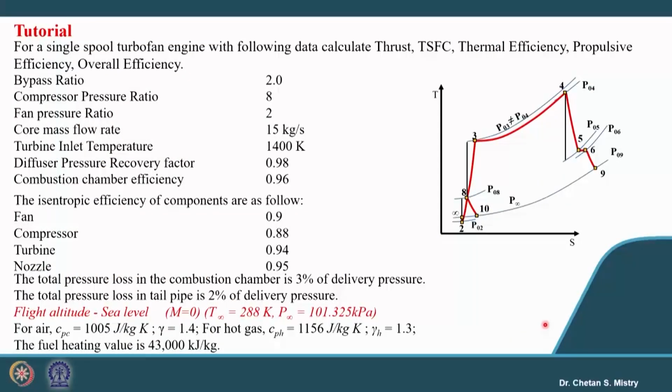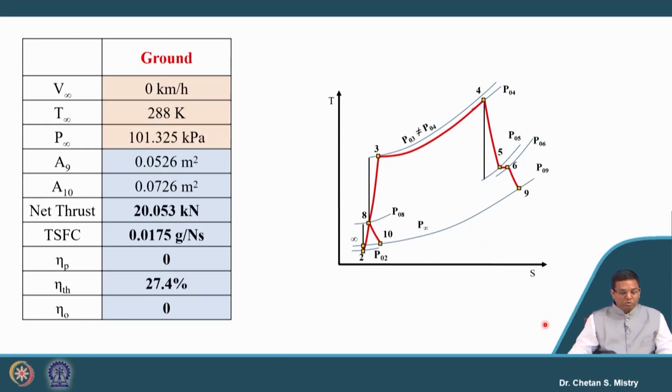So, in last lecture we were solving this numerical. We have done our calculation for different cycle parameters, which includes pressure and temperature calculation. We have done calculation for velocity components at the exit of the core engine nozzle and at the exit of the fan. Then we started doing the calculation for the performance parameters, which include thrust, thrust specific fuel consumption and different efficiencies like thermal efficiency, propulsive efficiency and overall efficiency. So, if we go through, this is what we have done in last lecture.